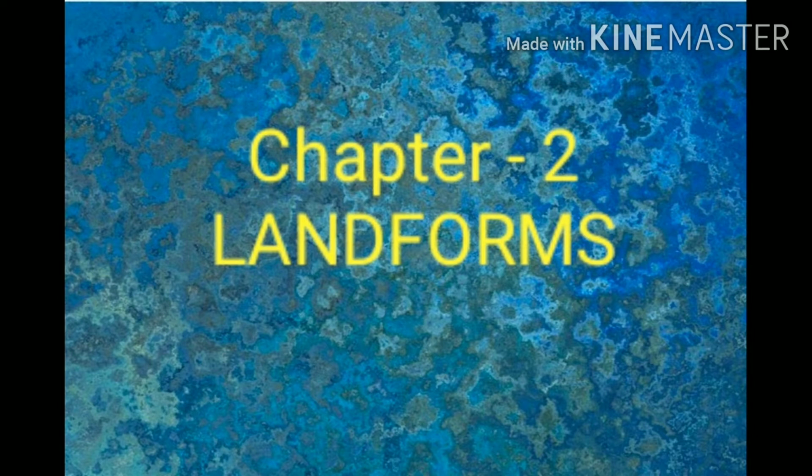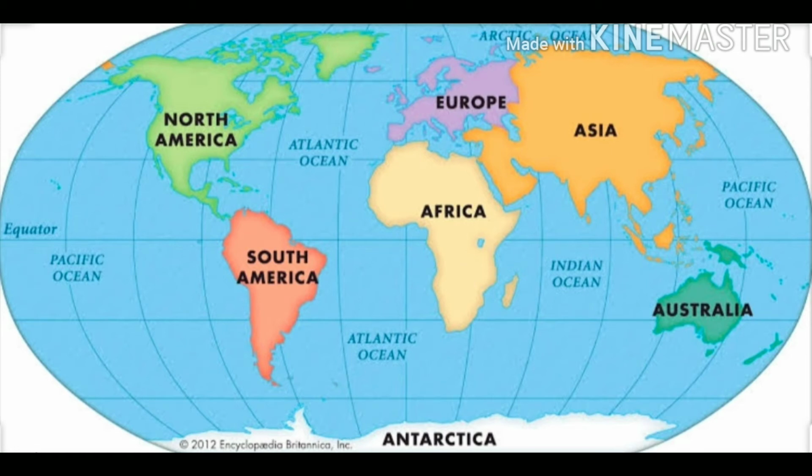Today, we will study about landforms, which is chapter 2 of HCG 2. Now, let's start. Our Earth's 71% is covered by oceans and 29% is covered by land. Now, if we compare northern hemisphere with southern hemisphere, we will see that southern hemisphere has less land in comparison to the northern hemisphere.